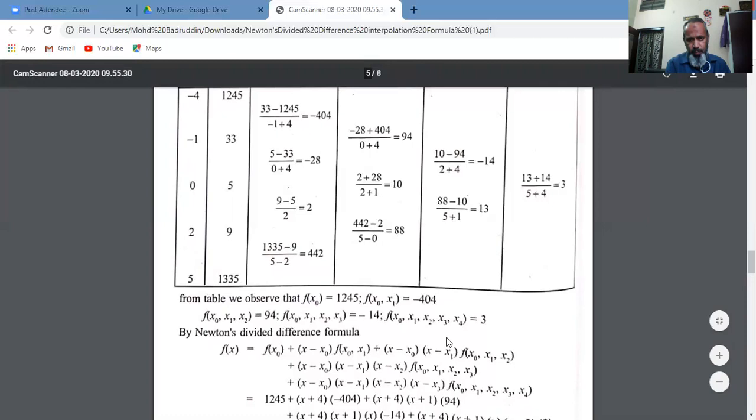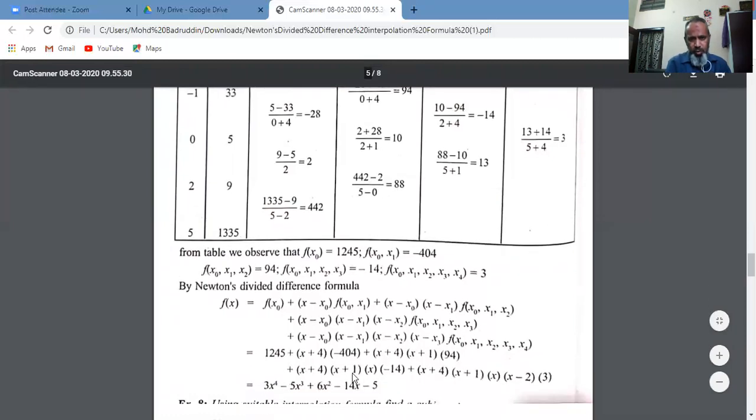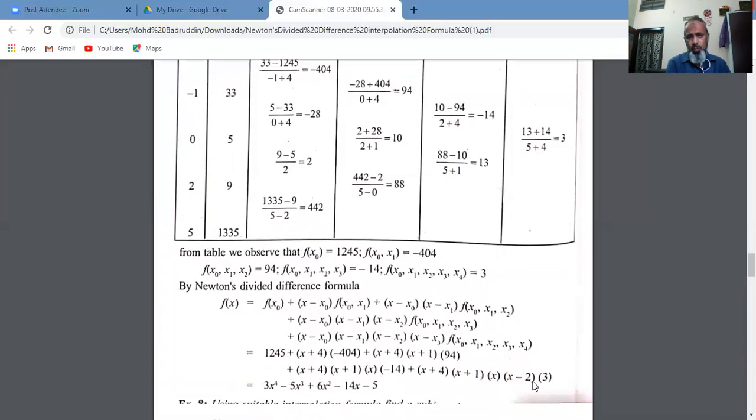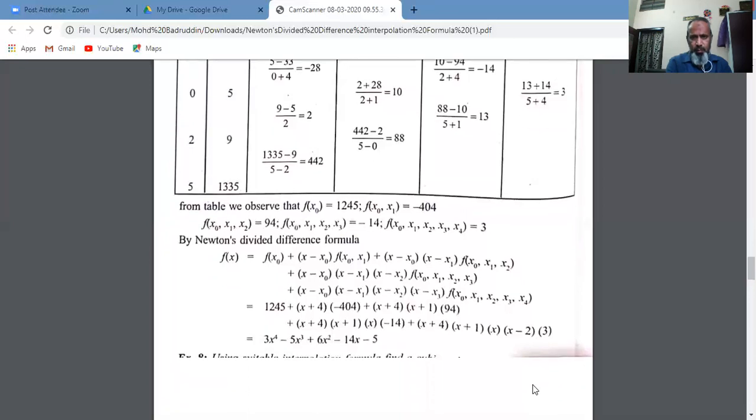Its value is 94. Next, x minus x naught, x plus 4, x plus 1, x minus x2, whose value is 0, so it becomes x minus 0, that is x, into the third divided difference, that is minus 14, plus x minus x naught, x minus x1, x minus x2, x minus x3. What is x3? x3 is 2, into the fourth divided difference, that is 3. So we have substituted all the values of x naught, x1, x2, x3, and the first, second, third and fourth divided differences.